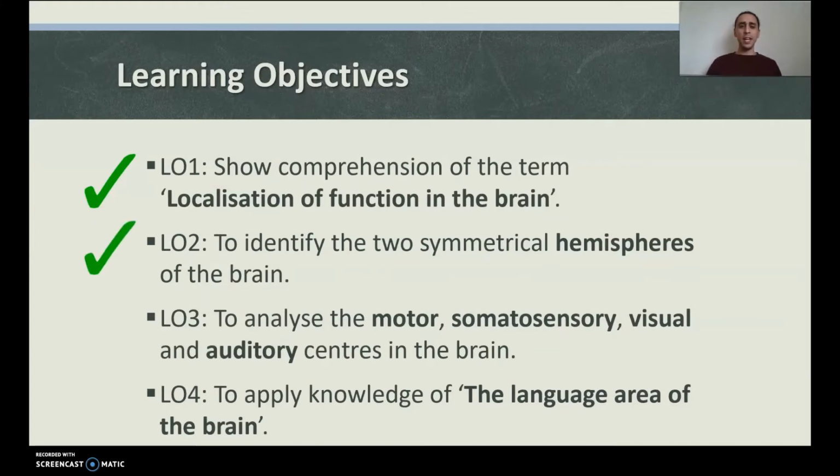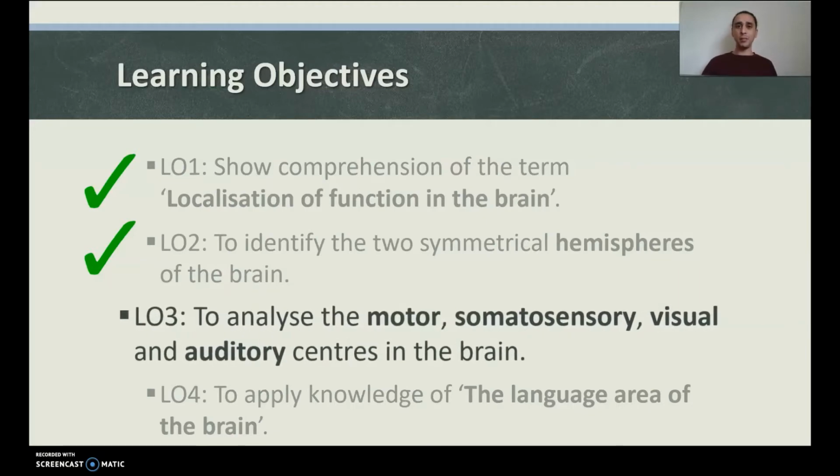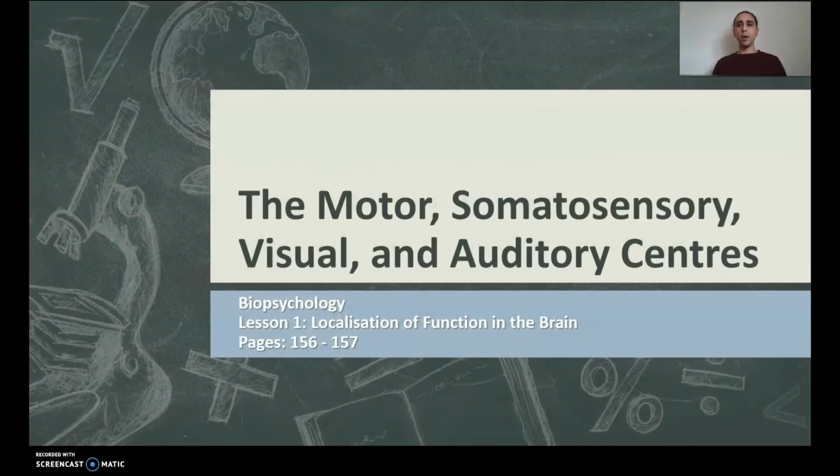Learning objective 3. To analyze the motor, somatosensory, visual and auditory centers in the brain. Let's get started on that, shall we? The motor, somatosensory, visual and auditory centers.